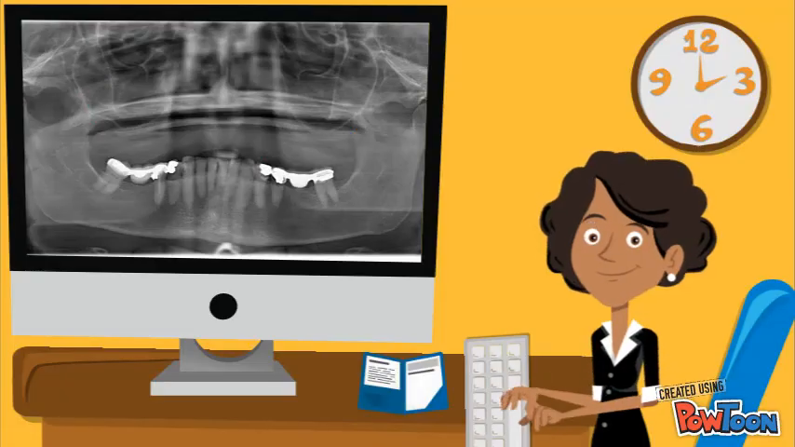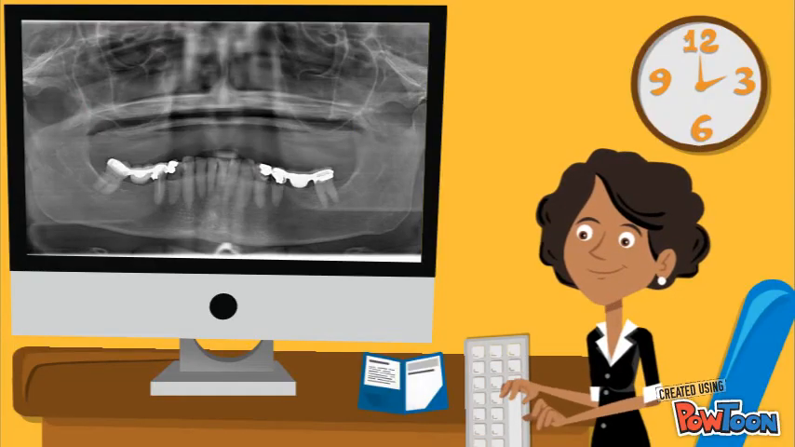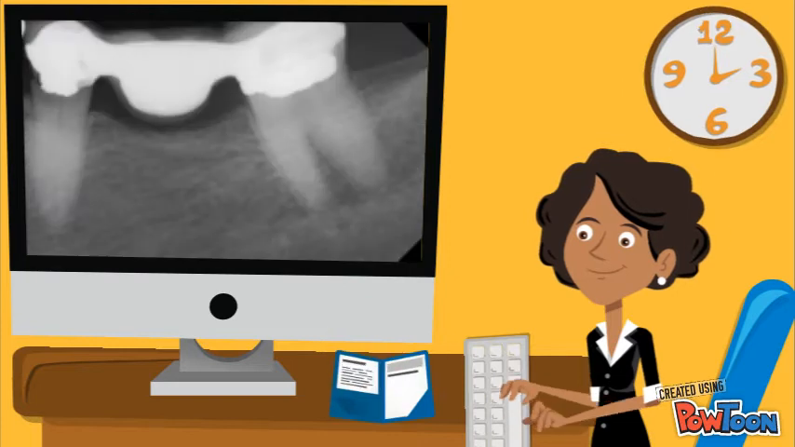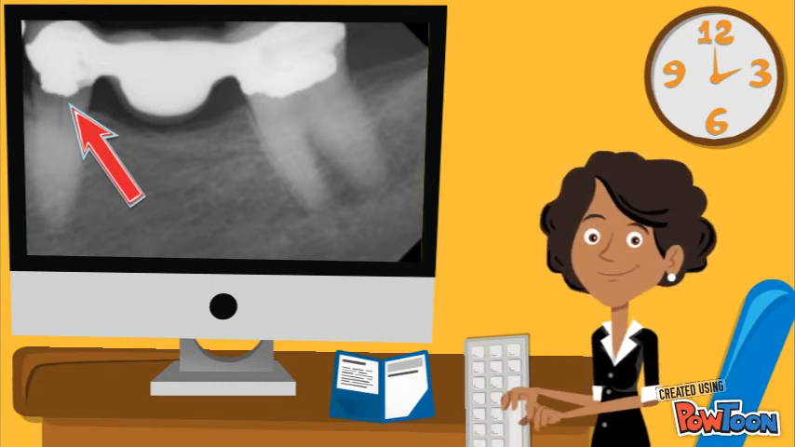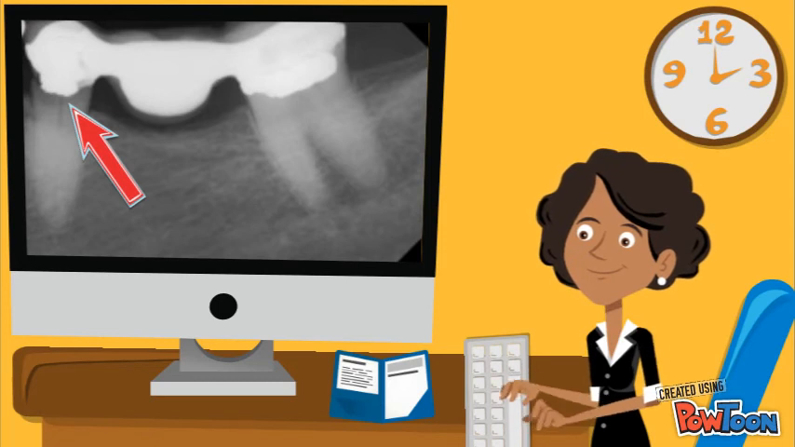From looking at this panoramic radiograph, one can see that on the left side there's a bridge going from numbers 18 through 20, where 19 is the pontic. Now specifically on number 20, if you're looking at this radiograph right here, you can see that there's recurrent decay on it. So under this bridge there's recurrent decay, so this has to be the cause of her sensitivity.